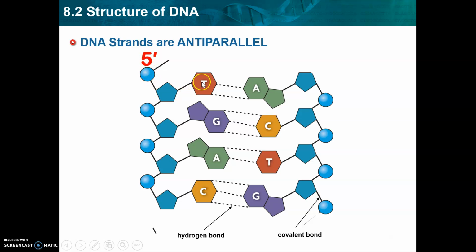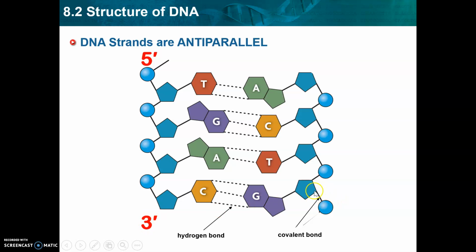So there's one nucleotide. This is a 3' end. There's the 5' end of the next one. So all the way at the bottom would be the 3' end. All of the 3' carbons are on the bottom here. All of the 5' carbons are on the top. So this strand is 5' on this side, 3' on that side.